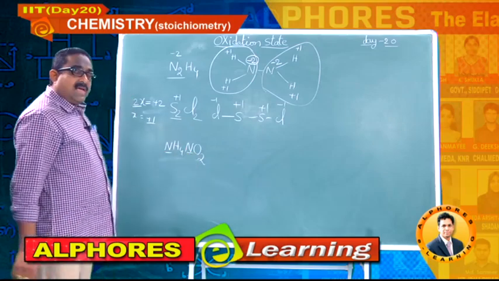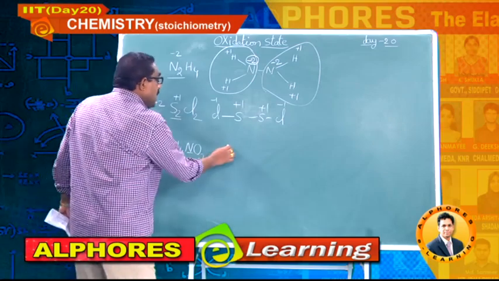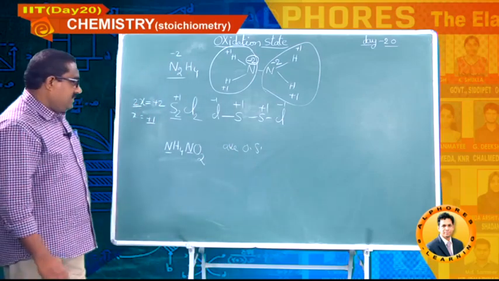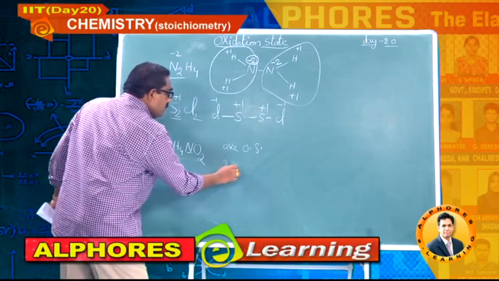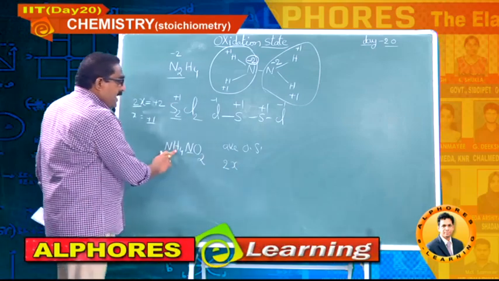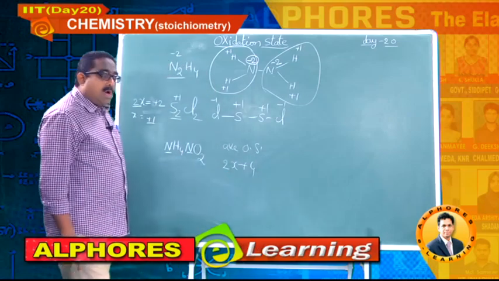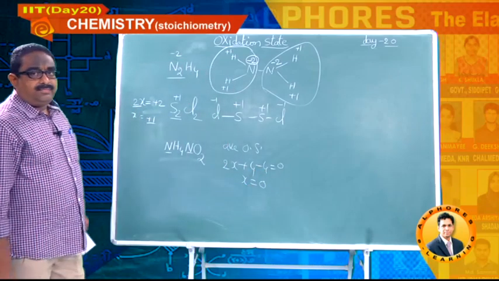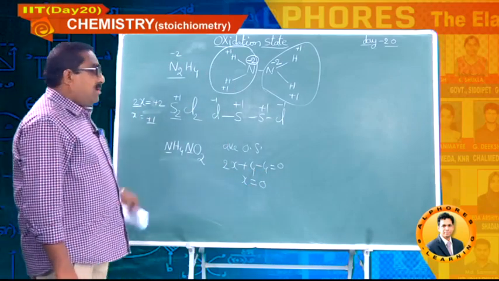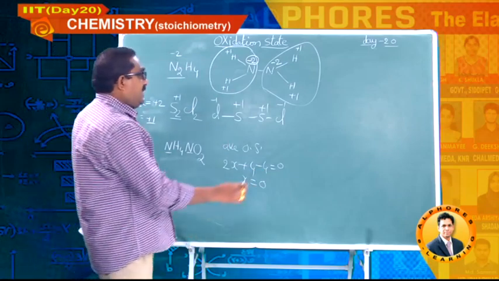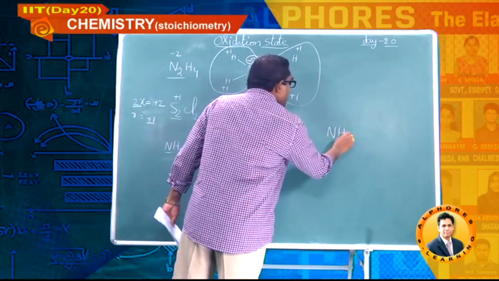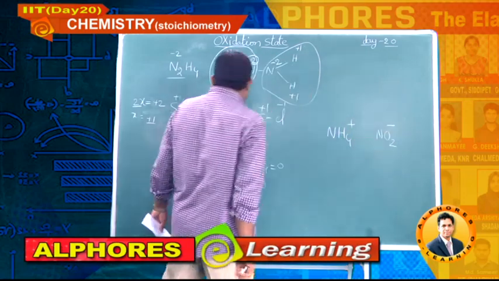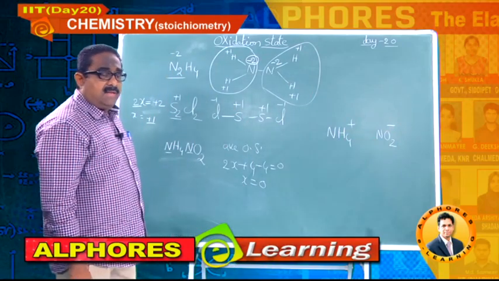Here two nitrogens are there. I am calculating the average oxidation state, OS. Two nitrogens, 2x, 4 hydrogens +4, 2 oxygens -4 equals 0. So x equals 0. Now let me go for the detailed bonding and structural aspect here. That is nothing but NH4+ and NO2-.